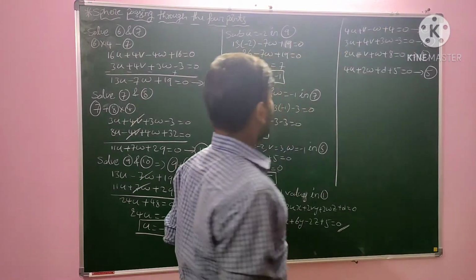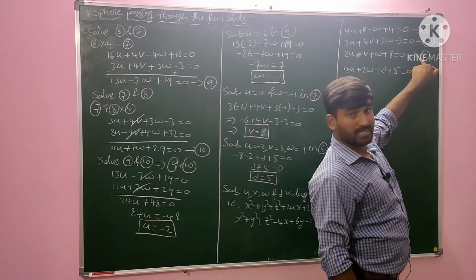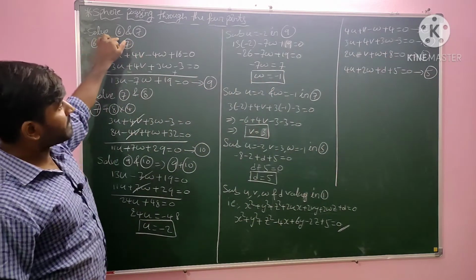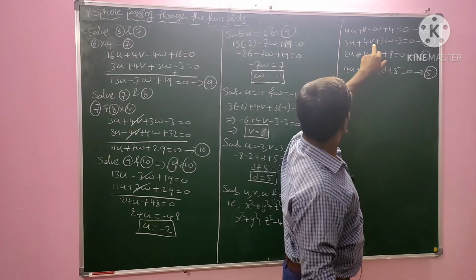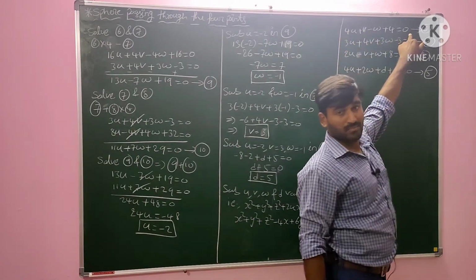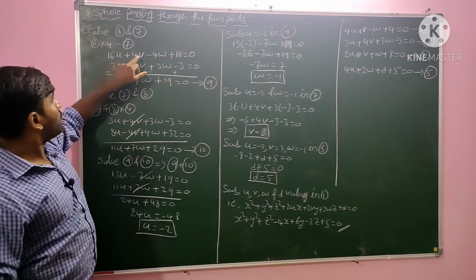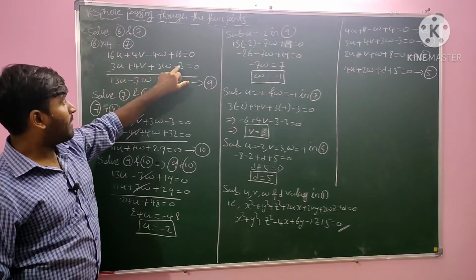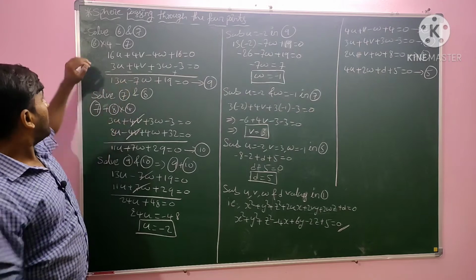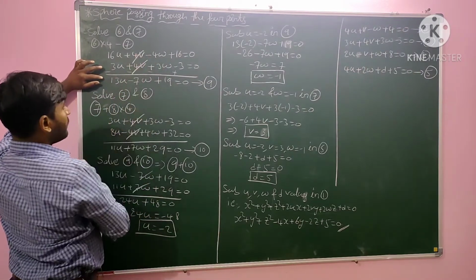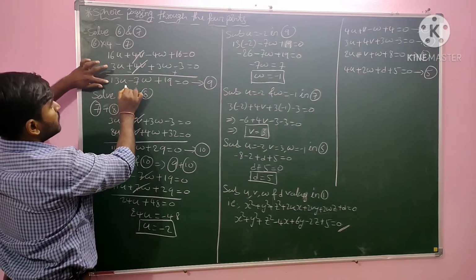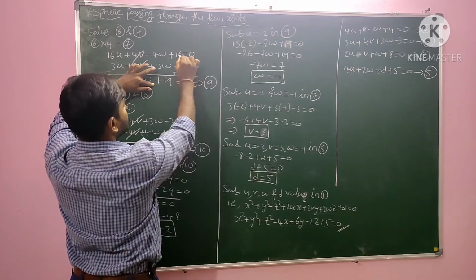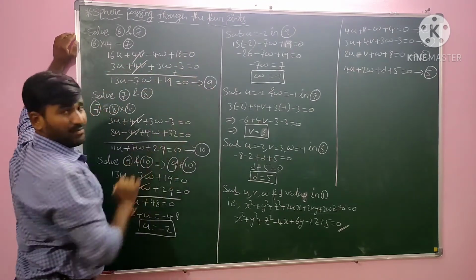Here we got 3 equations, the 6th, 7th and 8th. Now solve equations 6 and 7. Multiply equation 6 by 4 and subtract the 7th equation from the 6th. Then what will we get? 16u plus 4v minus 4w plus 16 equal to 0, and 3u plus 4v plus 3w minus 3 equal to 0. Change the signs, and here minus 4v plus 4v gets cancelled. We get 16 minus 3, 13u, and minus 4w minus 3w, that is minus 7w, plus 16 plus 3, 19, equal to 0. This is the 9th equation.